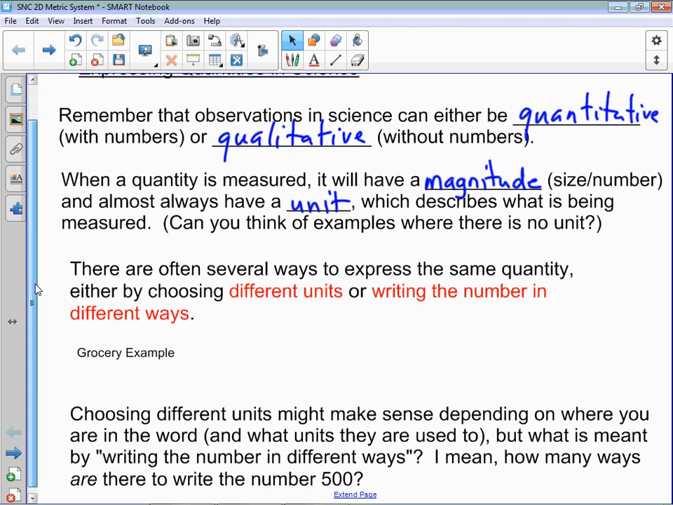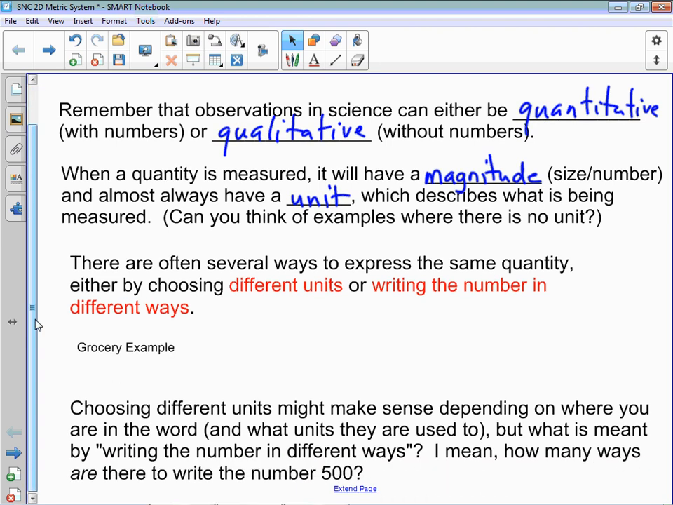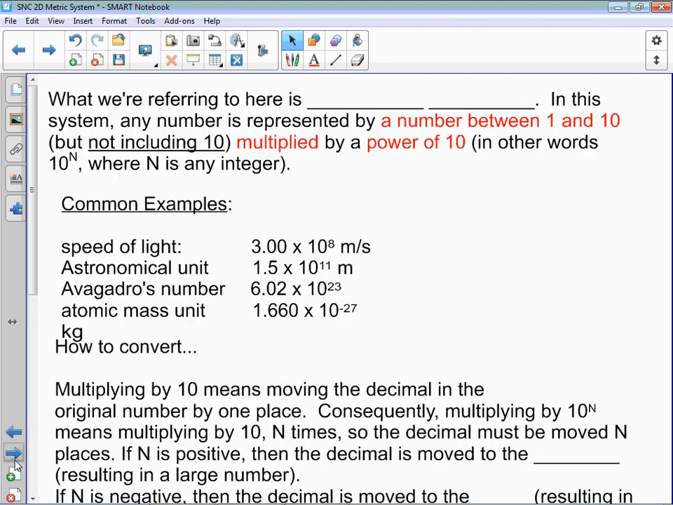So the unit one probably makes sense. But what do we mean when we say that we're going to write it a different way? I mean, you take a number, let's say 500. How many ways can you write 500? It's a 5 and 2 zeros, is it not? So what are we really talking about there? How else can I write 500?